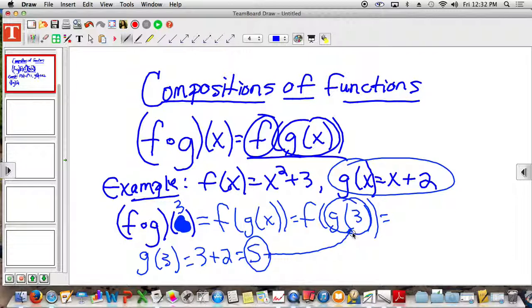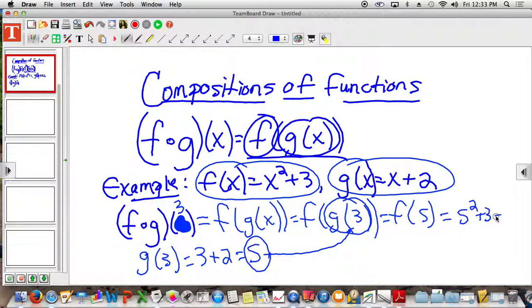So now what you need to do is calculate F at 5. We need to calculate F of 5. Which means all you need to do now is put that 5 in for your X in F of X. So now you're going to use this function. You're going to replace X with a 5. So you're going to have 5 squared plus 3. What is 5 squared? 25. 25 plus 3 is 28. So F comp G of 3 is equal to 28. So you find the value of a function, and you plug that answer into another function and get another answer. That's called composition.